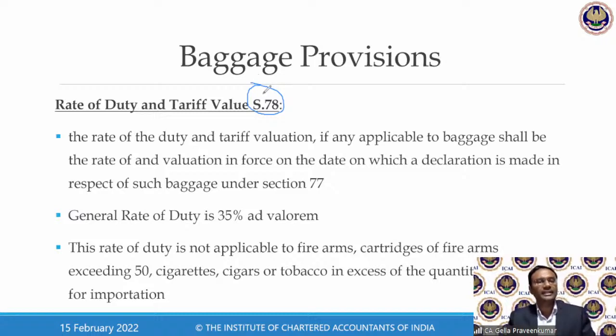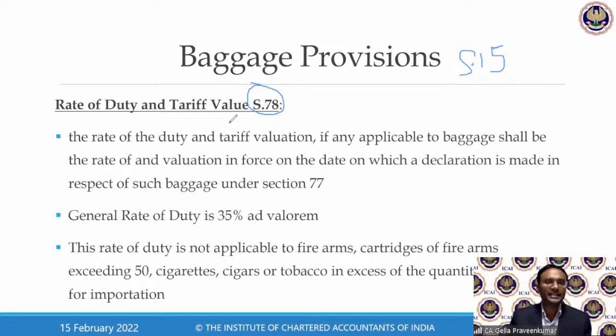Here, what they say, like your section 15. Your section 15, when you look at your rate of duty in case of import or in case of filing bill of entry for home consumption. What does my section 15 say? The date of entry of the vessel or aircraft, or filing of bill of entry, whichever is later, that date I'll take as the rate of duty.